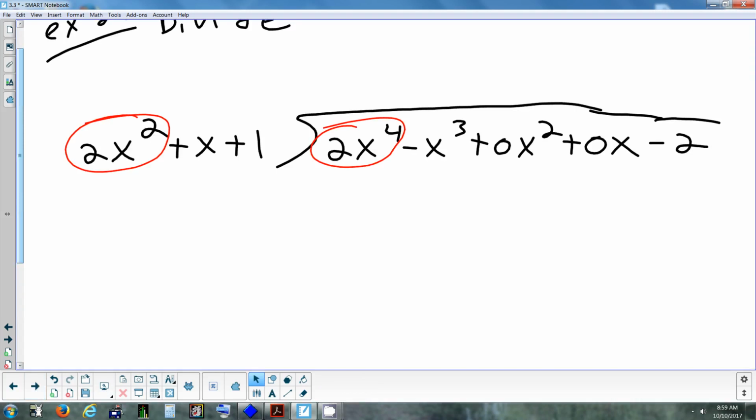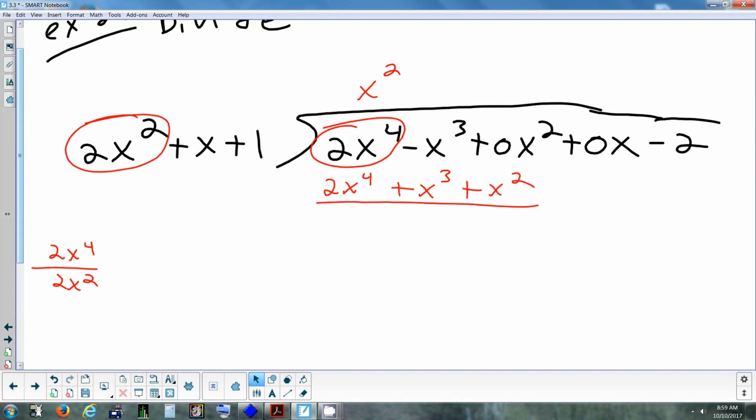All right, so Dylan, what's 2x to the 4th divided by 2x squared? x squared. Yep, so we get x squared. Jay, and if I multiply it back out, what's x squared times 2x squared? 2x to the 4th. What's x squared times negative x? Oh, x to the third, again making sure we put it in the right column. And then x squared times 1 gives me x squared.